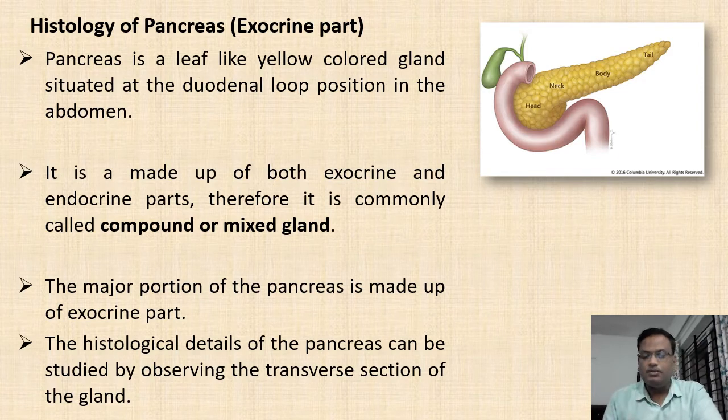Now, what we observe in our body is that either the gland is exocrine, secreting enzymes, or the endocrine glands, which mainly secrete the hormones. So the glands with ducts are called exocrine glands, and the glands without duct are called endocrine glands. But this pancreas is a special gland because it is made up of both the exocrine part and endocrine part.